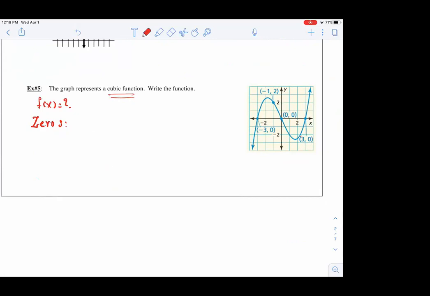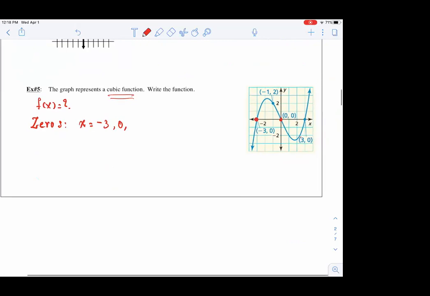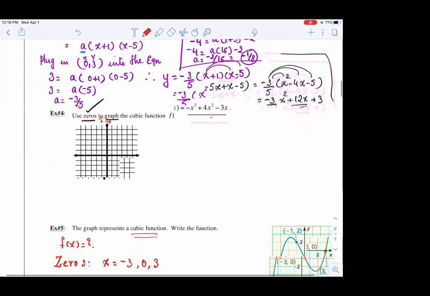Negative. So this, yeah. Go ahead, Jasmine. The zeros are x is equal to negative 3, 0, and positive 3. Correct. The second one. And this is the third one. So we got 3 zeros. Okay. Look at this example.